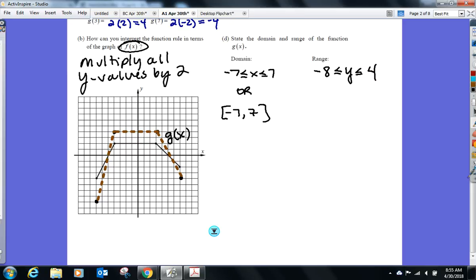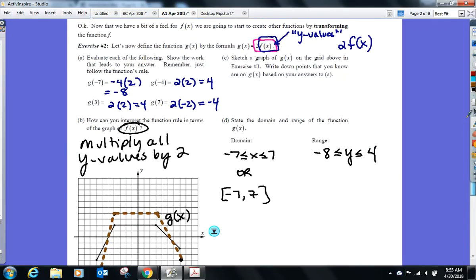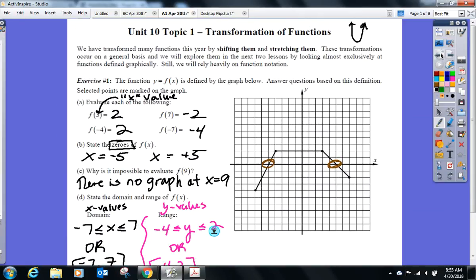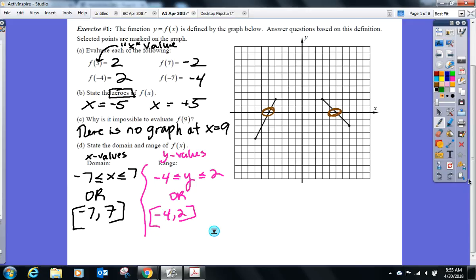Nice job. Yep. And shockingly, we did this on the previous page for me. We took our old range and just multiplied the ends by 2. See how that worked? We multiplied the y values by 2, and there's the new range.